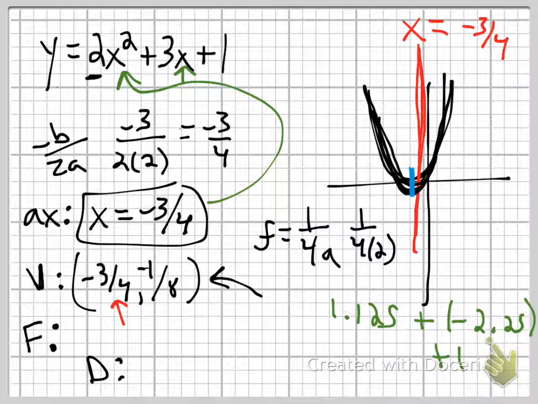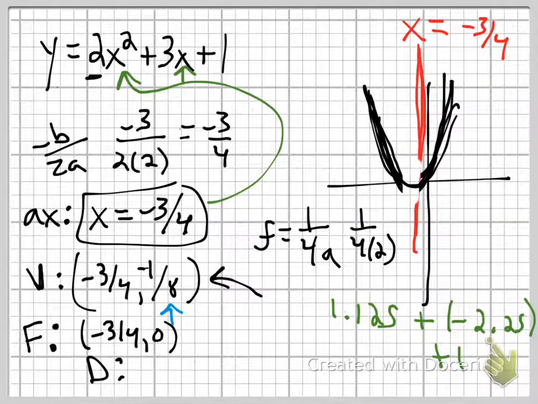So let's instead add it to the y value, which is in fact how you find the focus. You're going to add it to the y value in a vertical parabola. So if I add 1/8 to negative 8, my focus is negative 3/4, 0. And so my focus is in here. So I've got my vertex here. My focus is on the inside now, in line with my vertex.